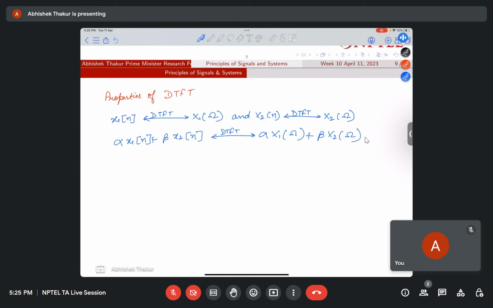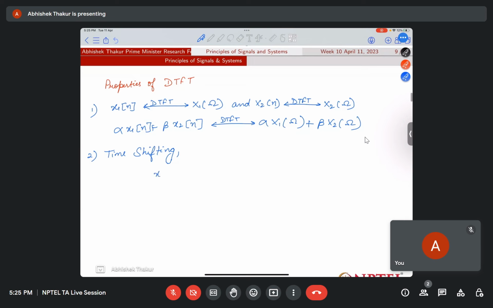Now the second one is time shifting. If x of n has DTFT of X of omega, then x of n minus n naught has DTFT as e to the power of minus j omega n naught times X of omega. So we can prove this also.